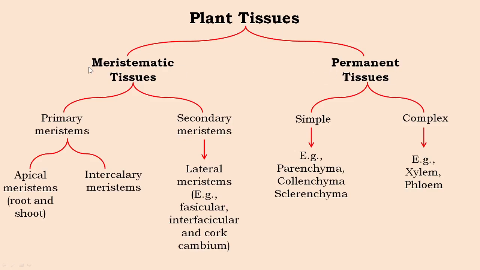Meristematic tissues consist of cells which have the capacity to divide, right, and give rise to other cells. So that is meristematic tissue. Permanent tissues, they have lost the capacity to divide.